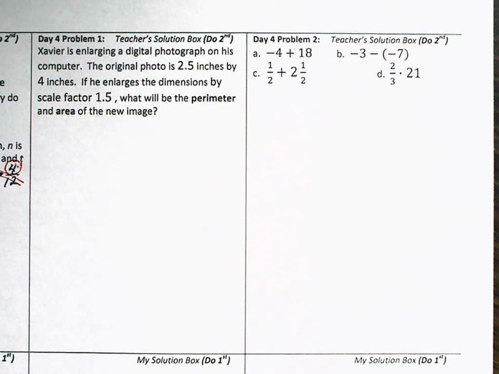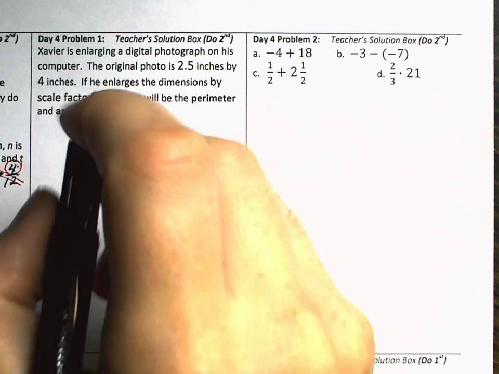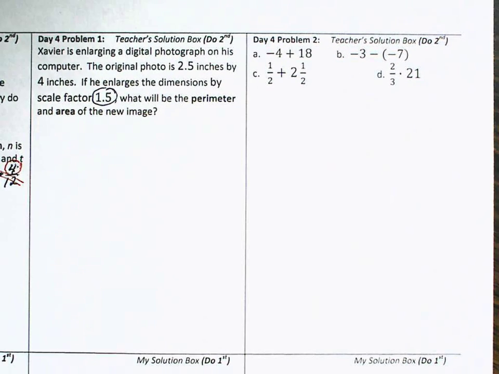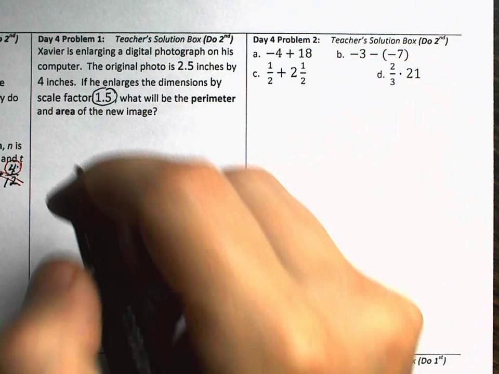Here's the solution to Day 4, Problem 1. Xavier is enlarging a digital photograph on his computer. The original photo is 2.5 inches by 4 inches. If he enlarges the dimensions by scale factor 1.5, what will be the perimeter and area of the new image?